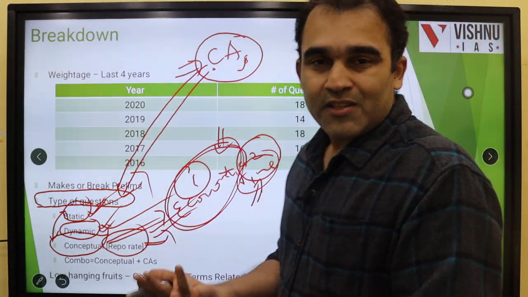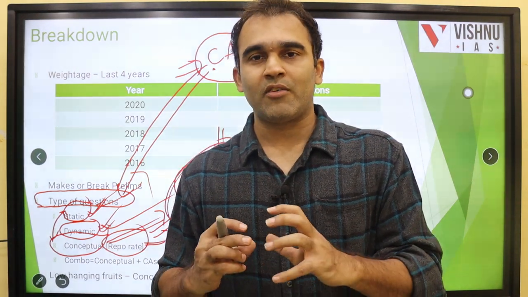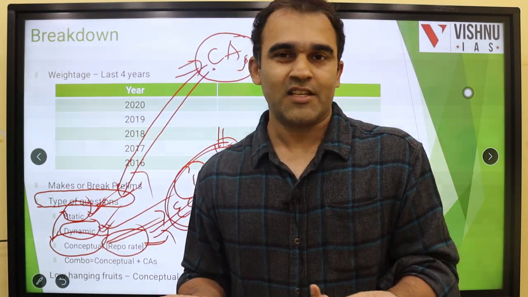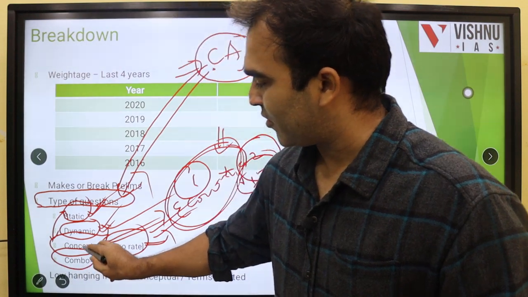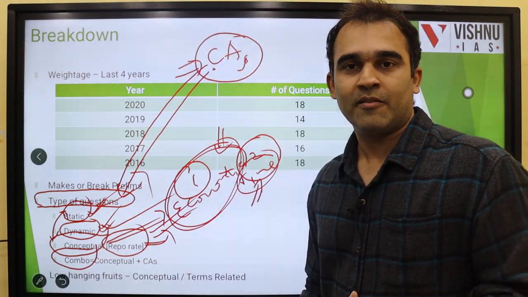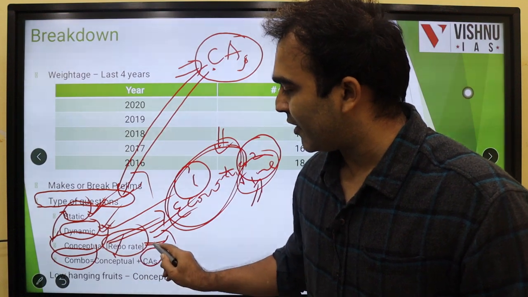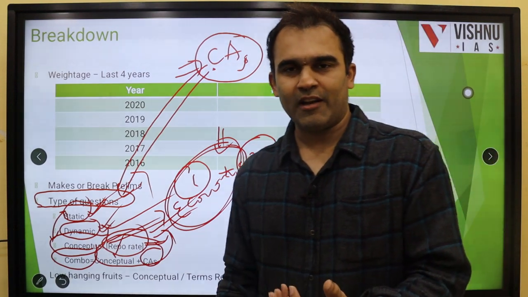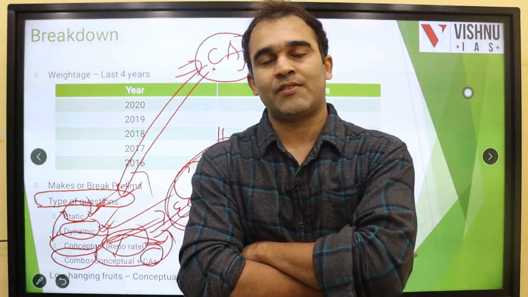Of course, life is not so easy. Life is never easier. Which means UPSC will try to make, in fact UPSC is there to make your life harder. Isn't that the case? Which means there will be a combination of questions. There will be a combo question where your conceptual and your current affairs related topics will be asked. That's where the level of difficulty of the questions increases.